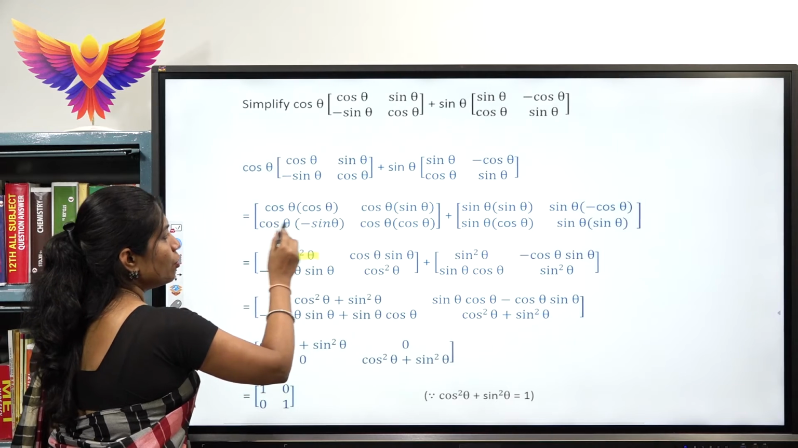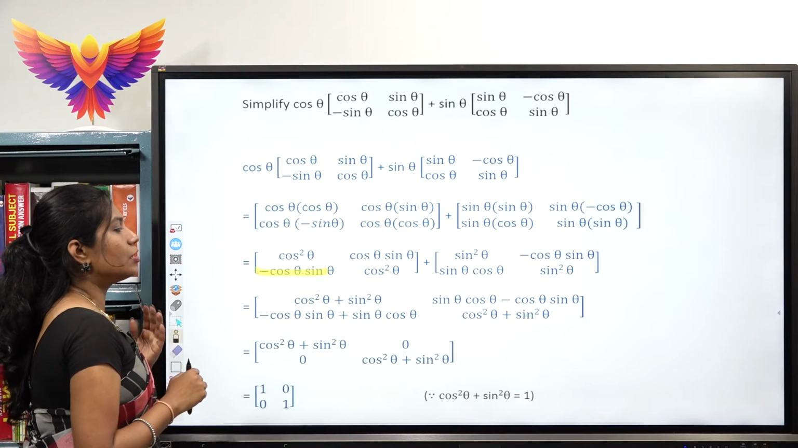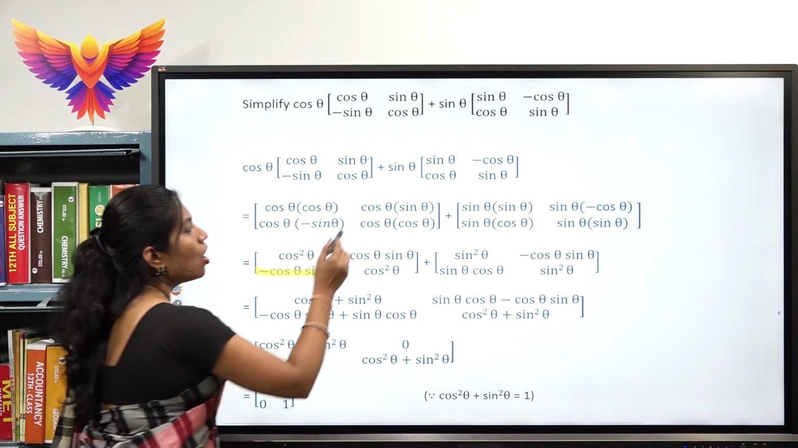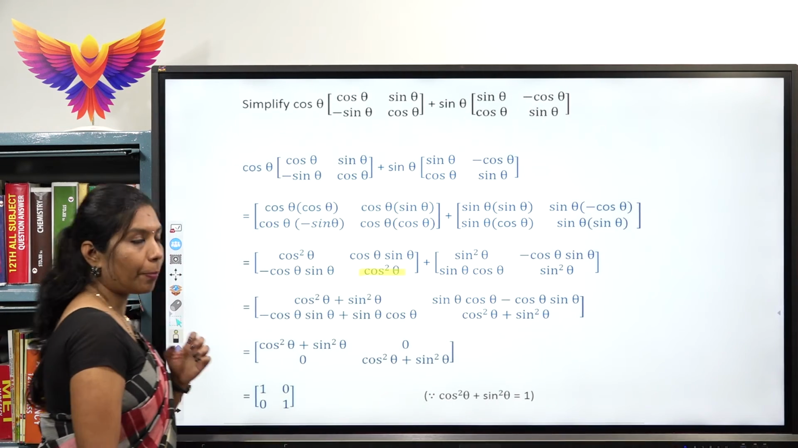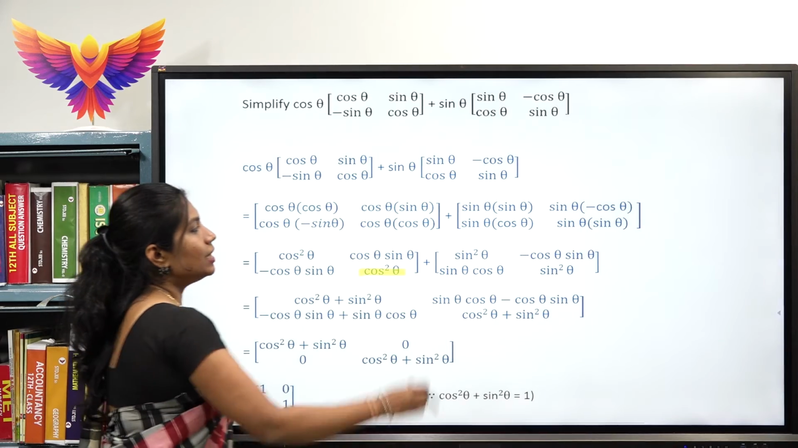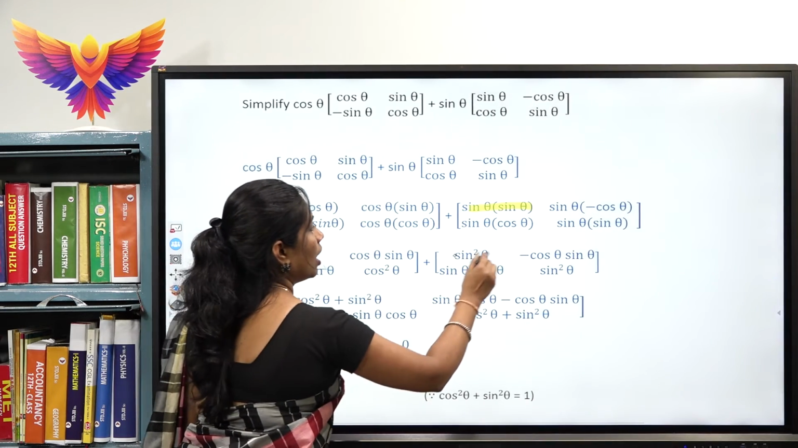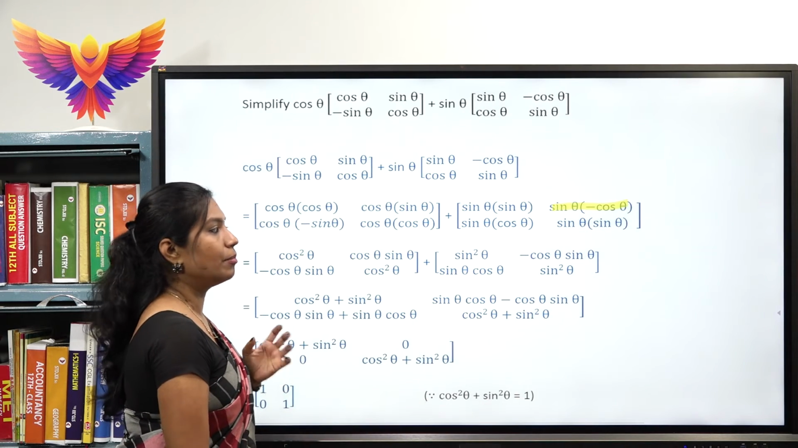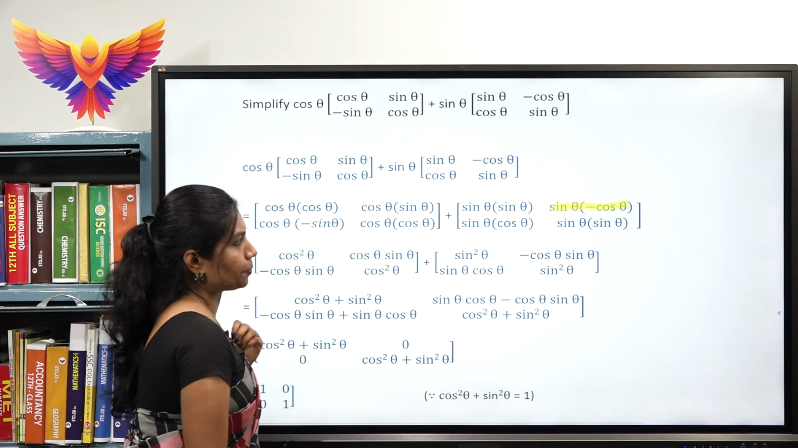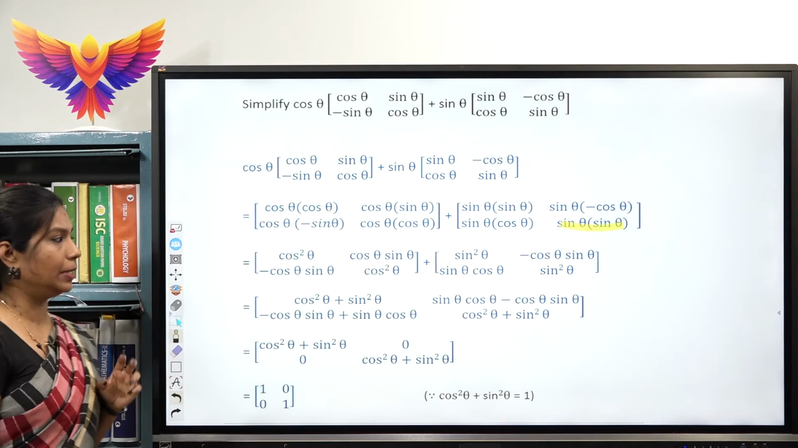It is cos theta into minus sin theta. I have taken a minus sign outside here. It is minus cos theta into sin theta. Cos theta into cos theta is cos square theta. Similarly, sin theta into sin theta, I can write it as sin square theta, and minus cos theta into sin theta, I can write it as minus cos theta into sin theta. Same way, sin theta into sin theta is sin square theta.